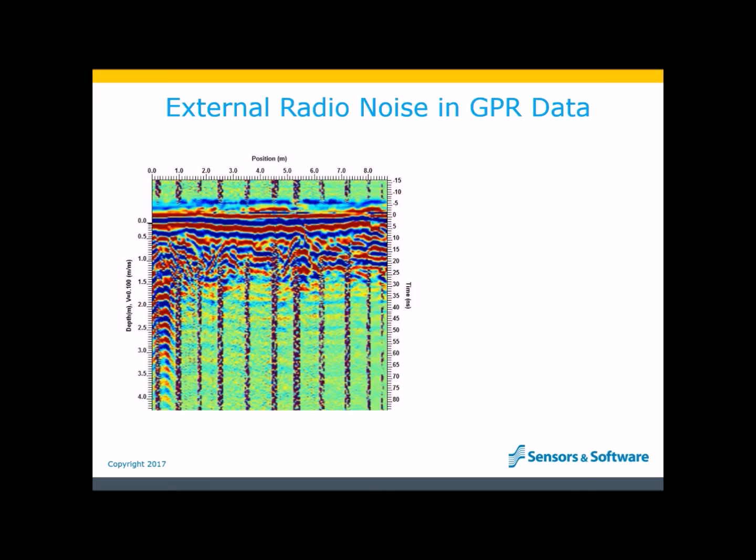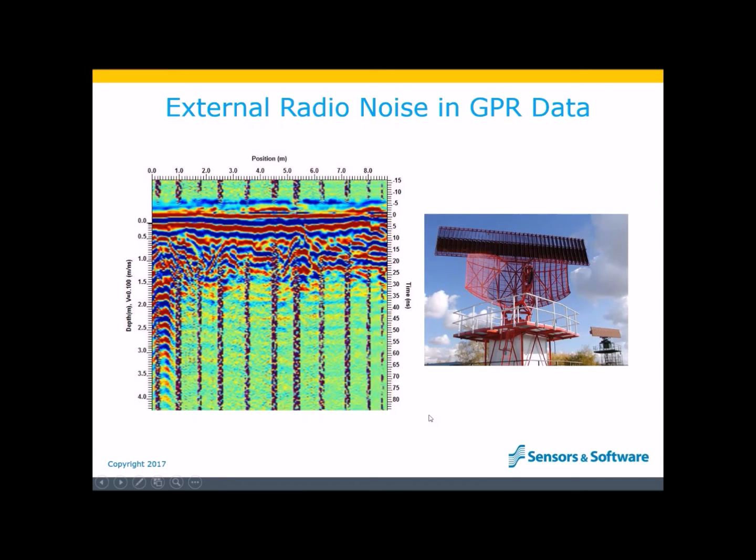Here's another example of external RF noise appearing in a GPR line from a nearby transmitter. Notice how periodic it is. If I show you the source of the noise, you will understand why it's periodic. As this radio transmitter rotates, it periodically sends signals in the direction of the GPR system.